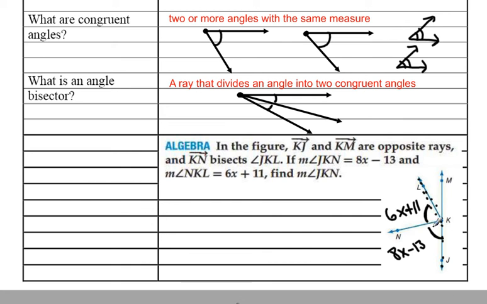Well, this mark right here says that these two angles are congruent. And in algebra, in order to find the measure of angle JKN, we're going to have to find x. So in order to do that, if these two angles are congruent, so if angle JKN is congruent to angle NKL, that's the same thing as saying that their measures are equal. So I would substitute in what the measure of JKN is. JKN is 8x minus 13. And then NKL is 6x plus 11.